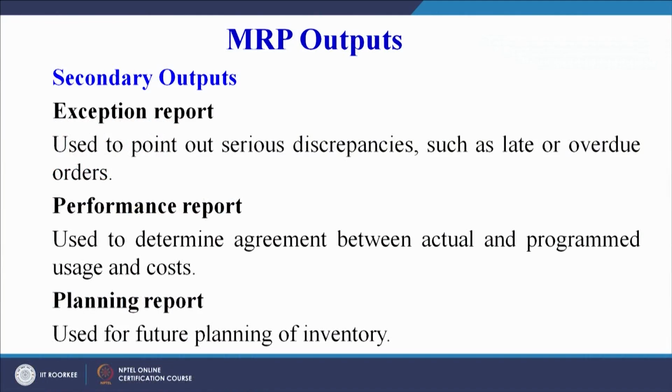Now secondary outputs are exception reports. I have already explained, I'll just read it out for you. Used to point out serious discrepancies such as late or overdue orders. Performance report: used to determine agreement between the actual and the programmed usage and cost. So what is the difference, or whether it is in agreement. Planning report: used for future planning of inventory. So once we use the MRP system, we will get these outputs.